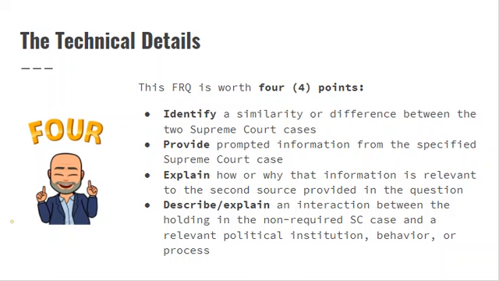Third, explain how or why that information is relevant to the second source, the Supreme Court case that they give you. How is the information that you're talking about from one of the 15 required cases relevant in terms of connecting it to the one they've given you? And then fourth, describe or explain an interaction between the holding, the ruling, in the non-required Supreme Court case, the one they give you, and a relevant political institution, behavior, or process. I know that one's vague, but when we get to the example, you'll see it's not that hard.